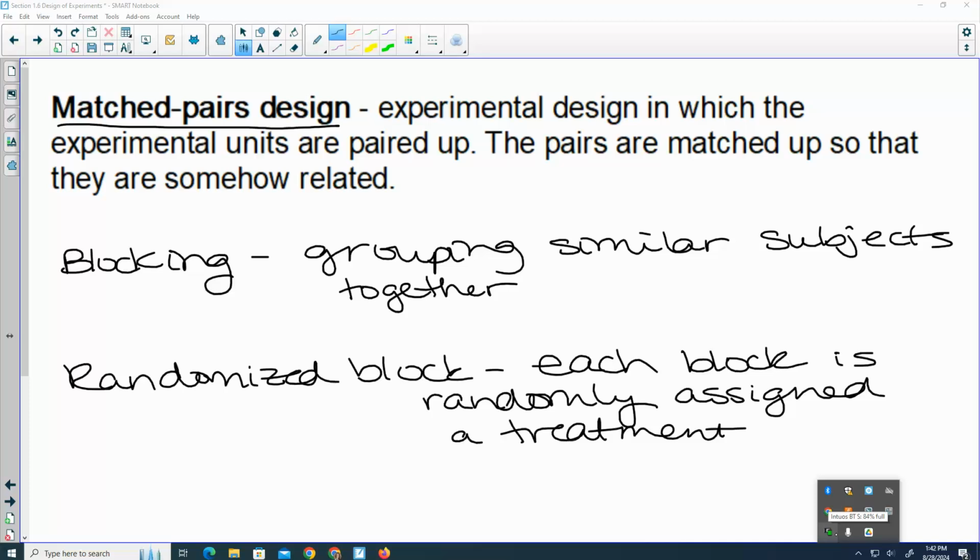So matched pairs, our data is paired up. So that might be a pre-test, post-test. You're coming into a class, I give you a test over the stuff I'm about to teach to see if you know it. Then I give you a test after I teach it and I'm seeing if you improve. So I'm going to pair your data. I'm not comparing you to the rest of the class, I'm comparing you to yourself.